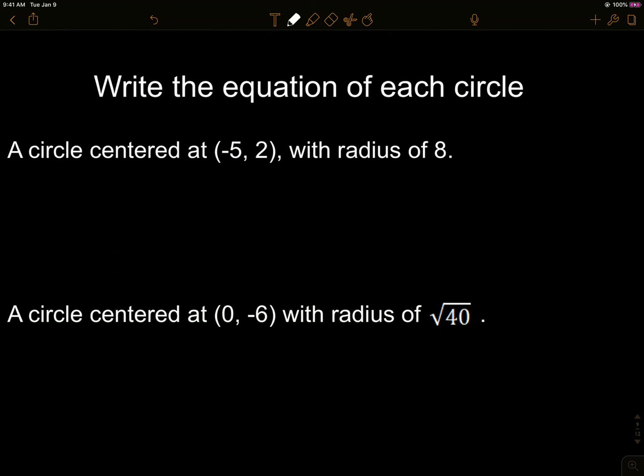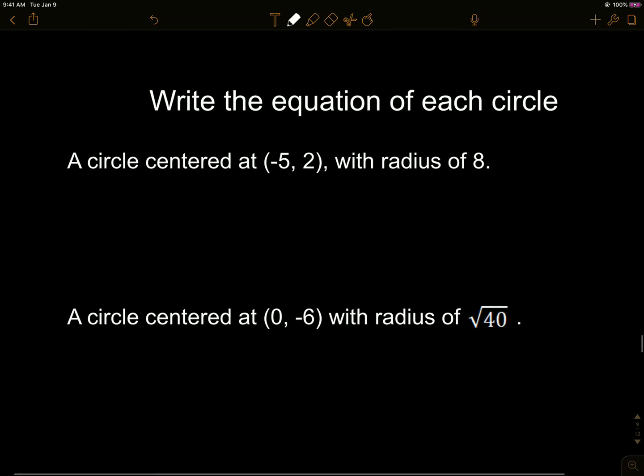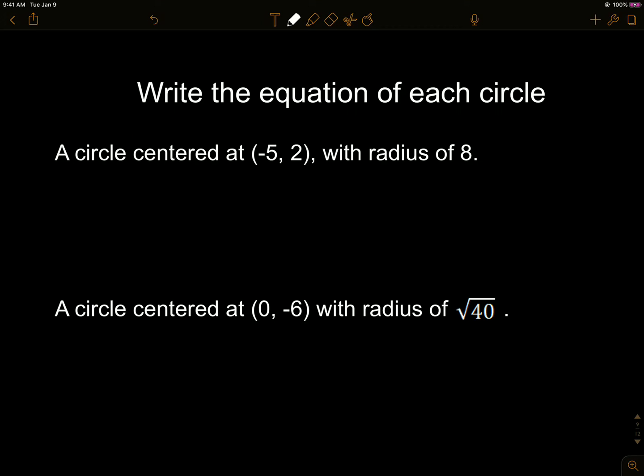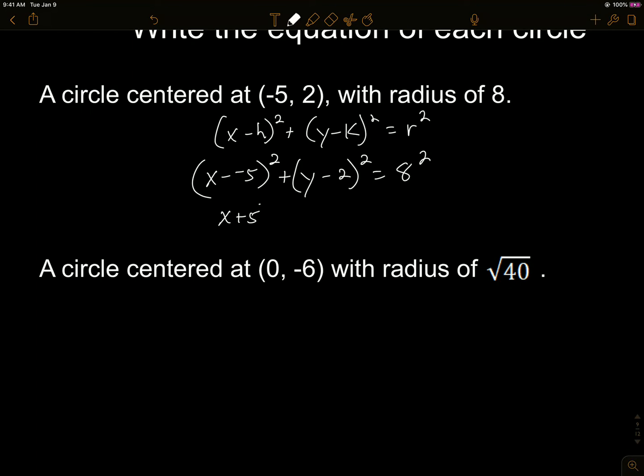Okay, now let's look at the other type of question. If they give you some information, can you write the equation of a circle? So a circle centered at negative 5, 2 with a radius of 8. So I can use my x minus h squared plus y minus k squared equals r squared. That's my general form in the graphing form. So if I know the center, I can say x minus negative 5 squared plus y minus 2 squared equals 8 squared. So if I simplify that, I get x plus 5 squared plus y minus 2 squared equals 64. That would be my equation in graphing form.